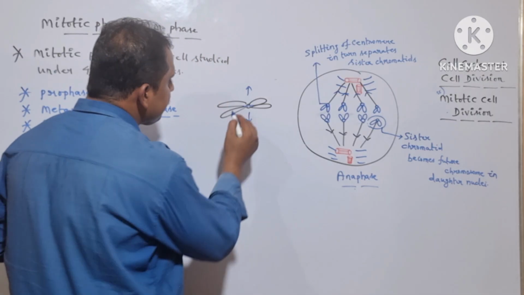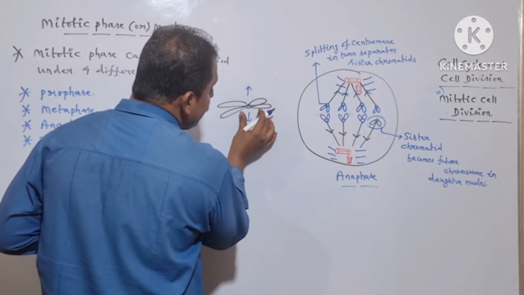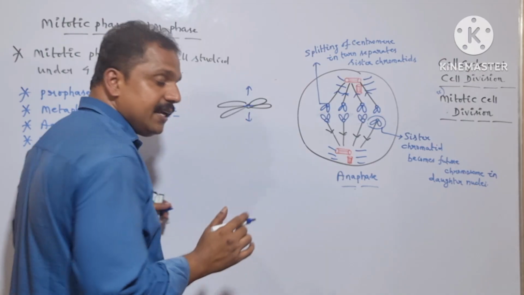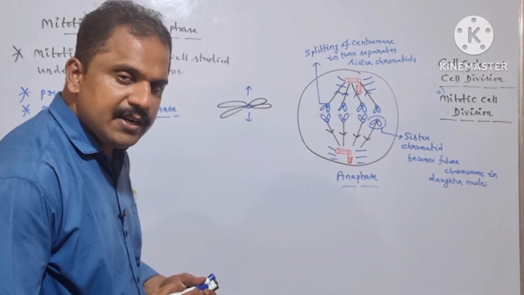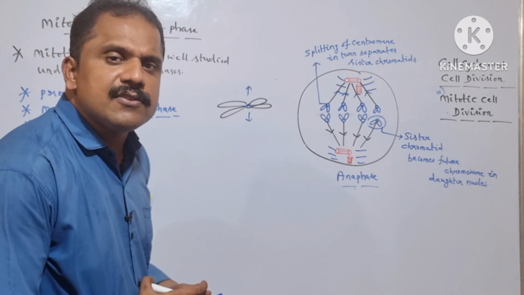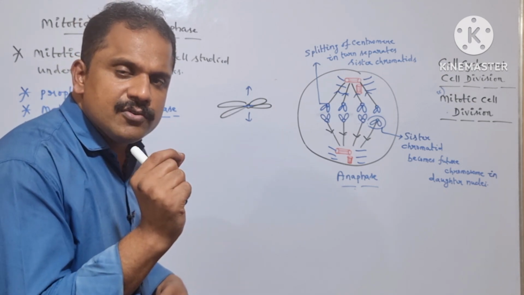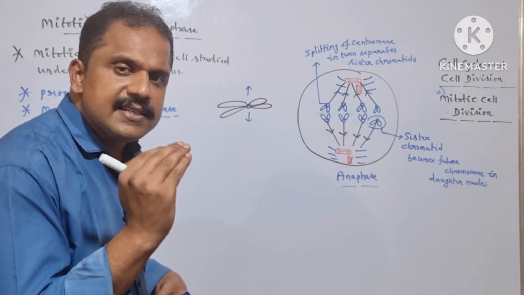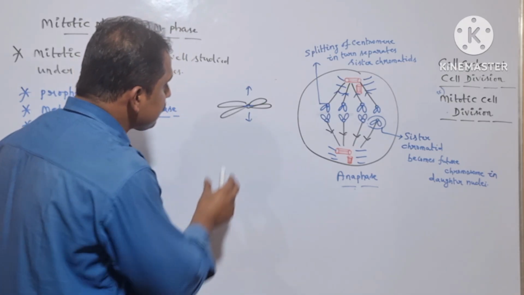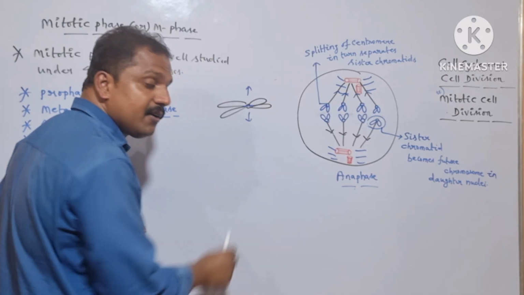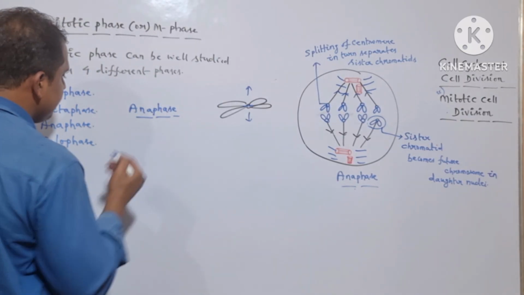So because of the splitting of the centromere, the sister chromatids are ready to migrate towards the opposite spindle pole. Initially, the parental cell has 46 chromosomes, but during the S phase, 46 chromosomes become 92 chromosomes. Out of the 92 chromosomes, 46 chromosomes successfully migrate towards one spindle pole, and the other 46 chromosomes successfully migrate towards the opposite spindle pole. Is it clear? So let me write it here.